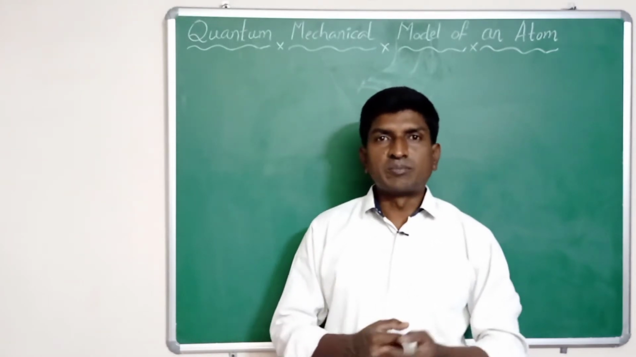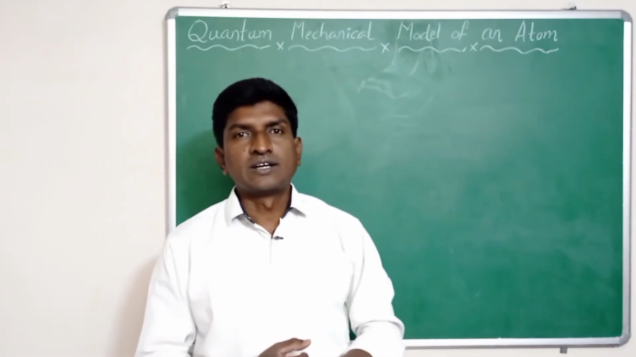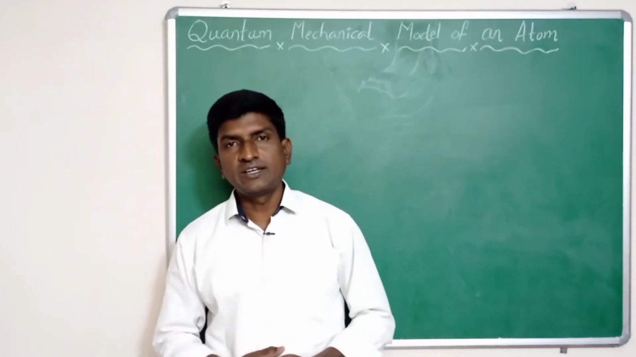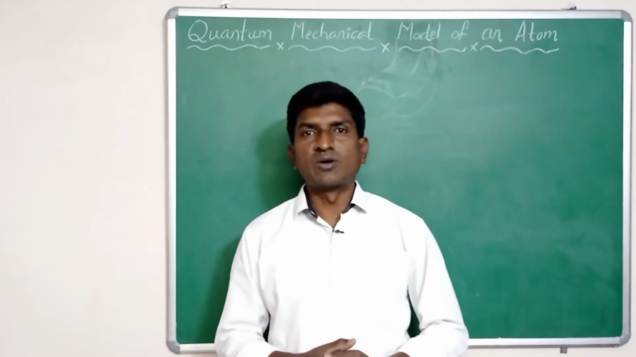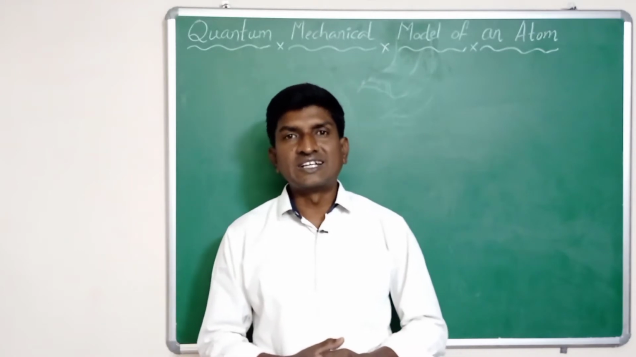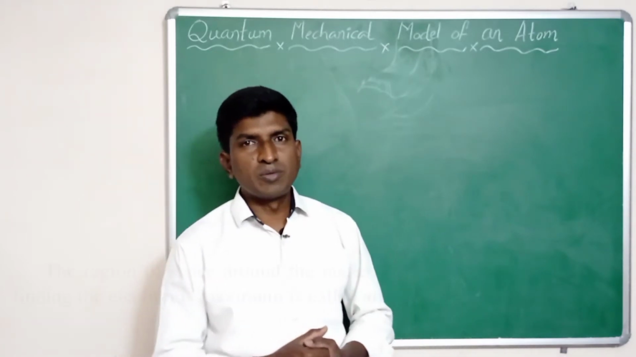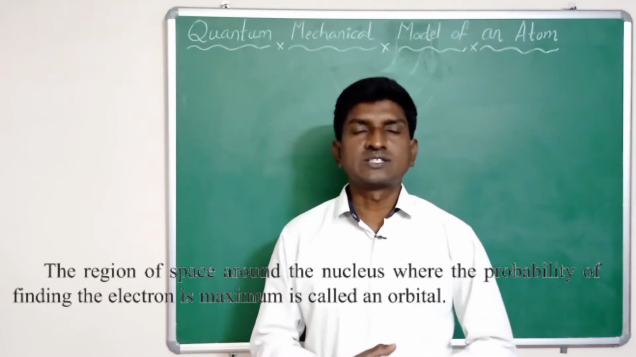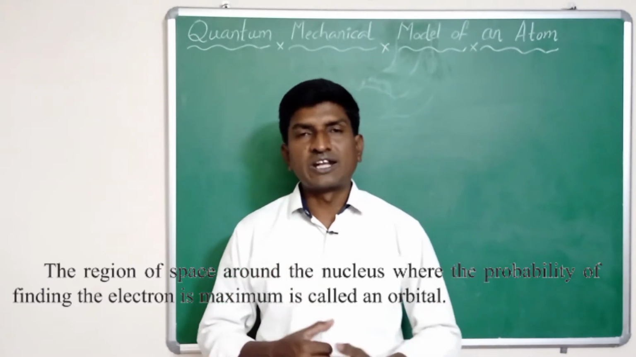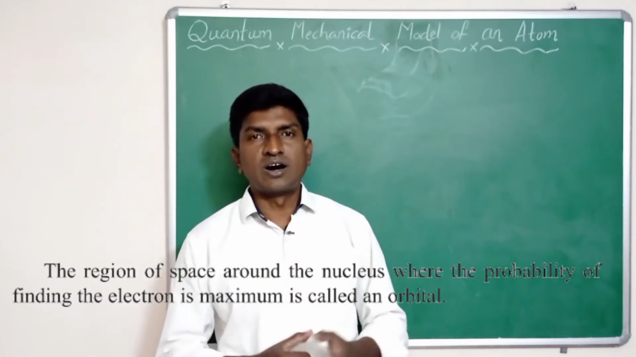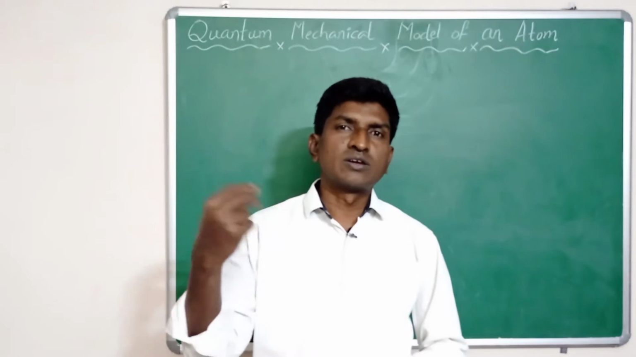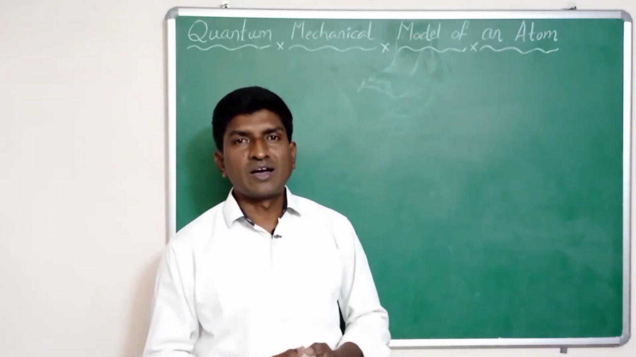To explain the position and the velocity of the electron, instead of the orbits of Bohr's theory, the electron is revolving in a region of space around the nucleus that is called an orbital. The probability of finding the electron around the nucleus is called an orbital, and different orbitals have different energies. The orbitals which are close to the nucleus have lower energy. The orbitals which are away from the nucleus have higher energy.